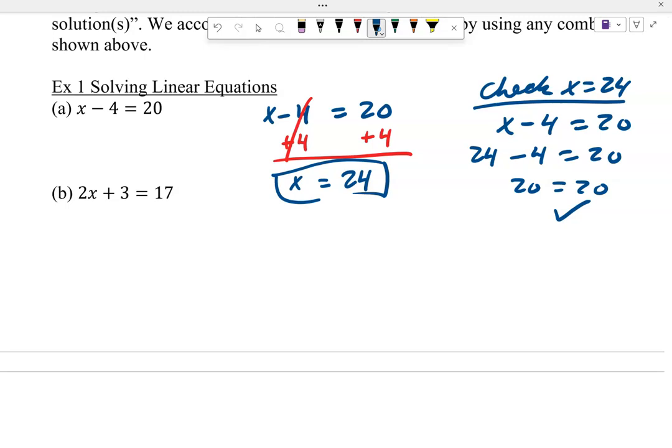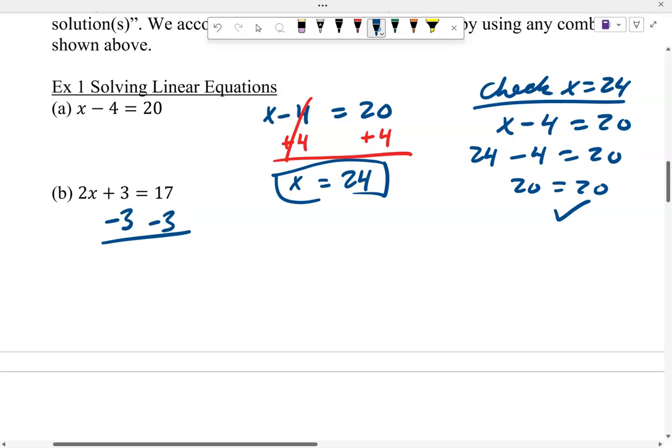Let's do that next one there. 2x plus 3 equals 17. Well, the first thing I want to do is I want to get rid of that plus 3 there. So I'm going to subtract 3 from both sides.